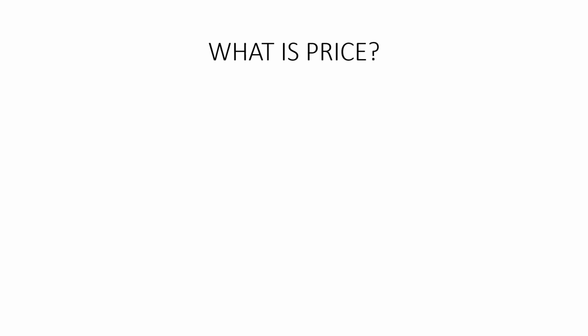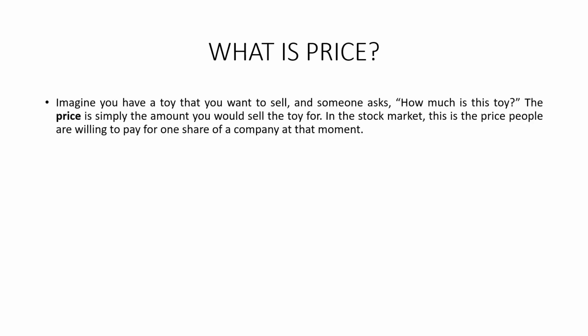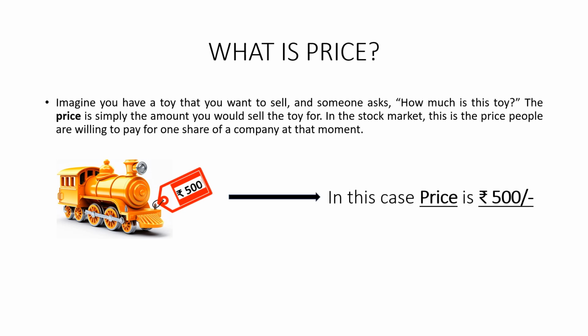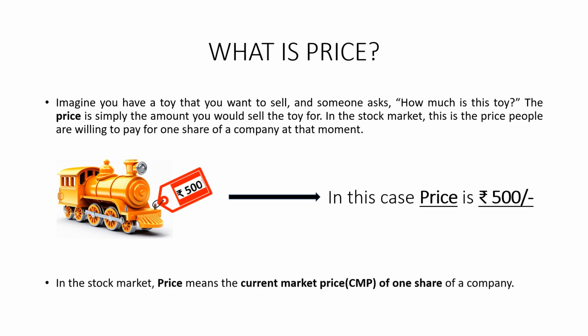Next, what we need to look at is price. Imagine you have a toy that you want to sell, and someone asks how much is the toy. The price is simply the amount you would sell the toy for. In the stock market, this is the price people are willing to pay for one share of a company at any given point in time. That is also called CMP, the current market price. In this case, the price is 500 rupees. Excellent.